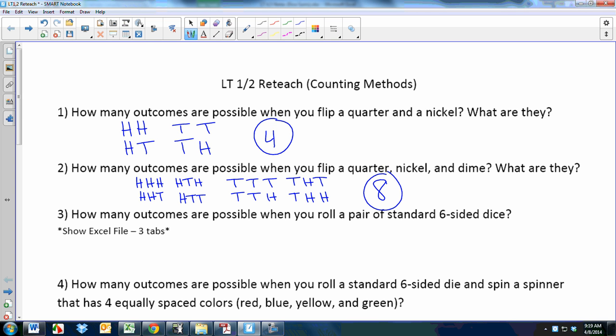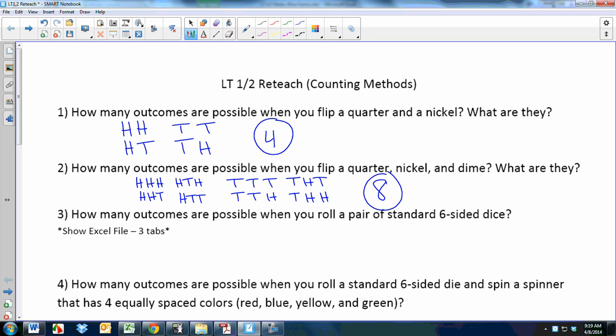Same thing for number 2. When you have a quarter, a nickel, and a dime, all 3 of those items are 3 different events, and they can happen 2 ways, 2 ways, 2 ways. So it's 2 times 2 times 2. You get 8. So just before we even list number 3 or look at them, how many outcomes would the fundamental counting principle say you're going to have when you roll a pair of standard 6-sided dice?